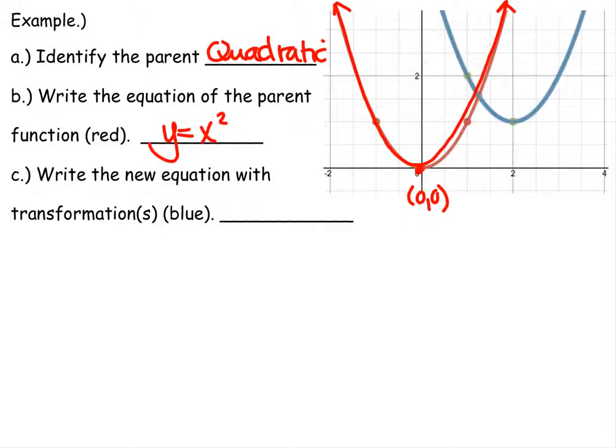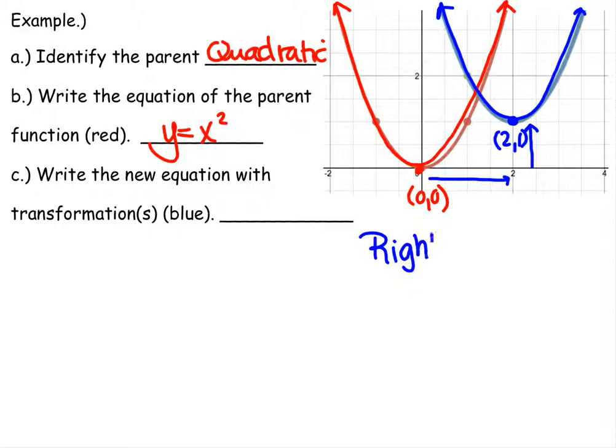Now let's see what happened to the new function in the blue here. How did it move? It moved 2 to the right and then 1 up. So here is our new vertex, over 2, up 1. So there's our parabola. All right, so let's talk about what are the transformations that happened. We moved right 2 on the x-axis, and then we moved up 1 on the y-axis.